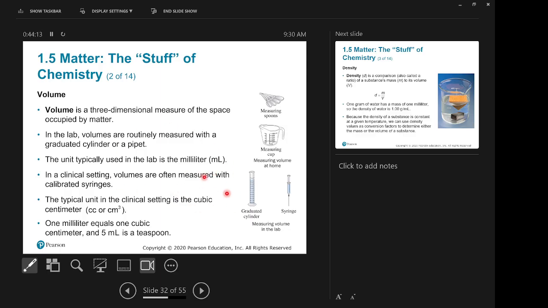The typical unit in the clinical setting is usually cubic centimeters, cc, or cm to the third, which is also cubic centimeter. They're the same thing, actually. This is the exact same amount of fluid as a milliliter. Okay? So milliliters and cc's are the same thing. 1 milliliter is 1 cubic centimeter, and 5 milliliters is a teaspoon. So if you ever see a teaspoon in your measuring equipment, when you need 5 milliliters, that's the same.